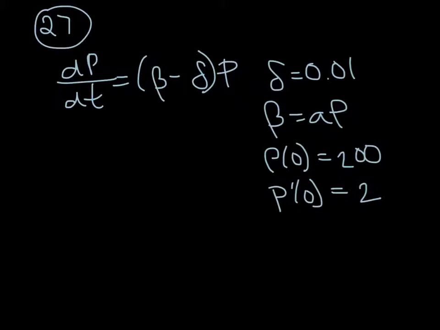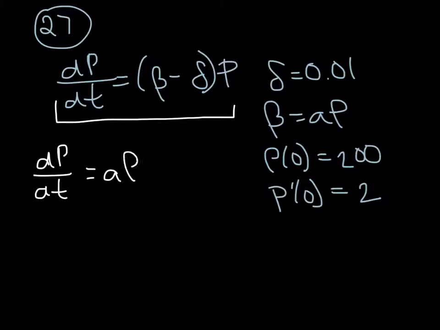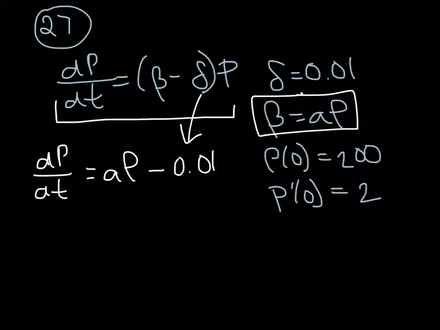Okay, so again, we have our differential equation, and we need to find a function P of t that models this animal population. So again, we're going to use a lot of information from the previous problems. So we know dP/dt is equal to, we know beta is really A P, right? I mean, it's right here. And we know what delta is, right? Delta is 0.01 or 1/100ths. And we still have our differential equation. We just substituted some values.